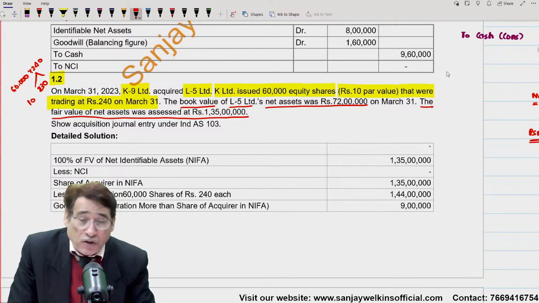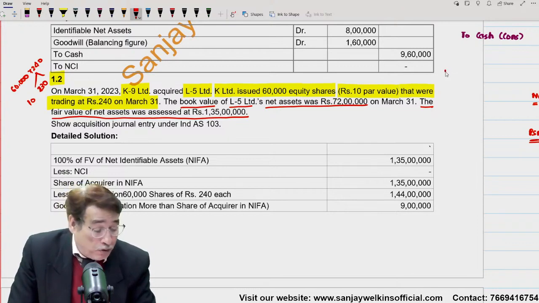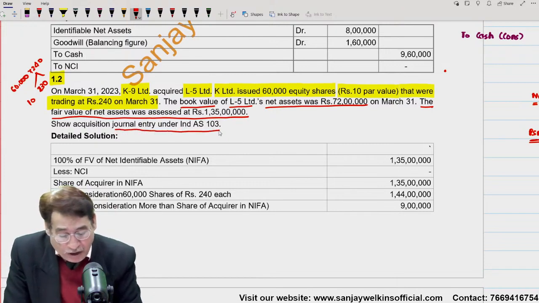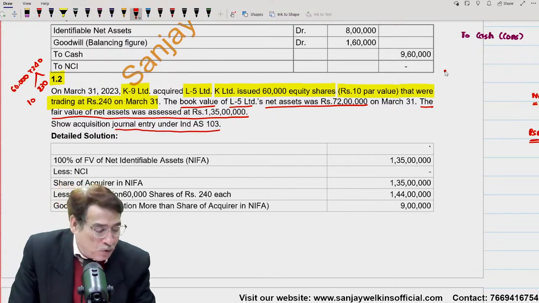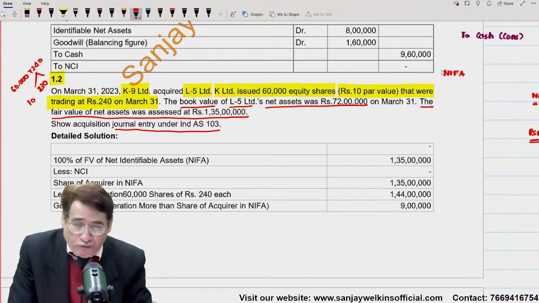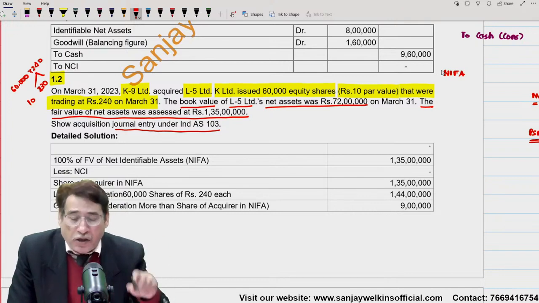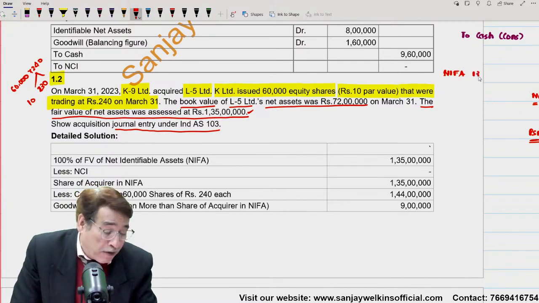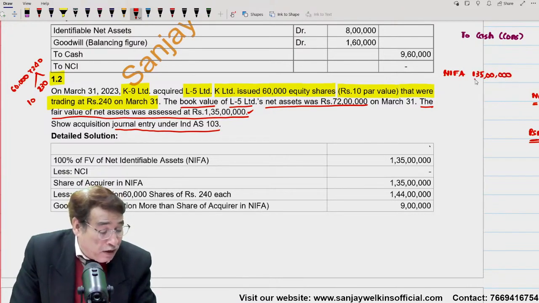So in this question, suppose I ask you again the same question, how are you going to compute the amount of goodwill, because the question is simply asking for the entry under Ind AS 103. But just to practice a wee bit, NIFA, first of all, and I have given you very simple steps of computing goodwill. NIFA means net identifiable asset at fair value of the acquiree company on the date of acquisition. On the date of acquisition, it is equal to 135 lakh. So first of all, you will write this value, 135 lakh in this case.